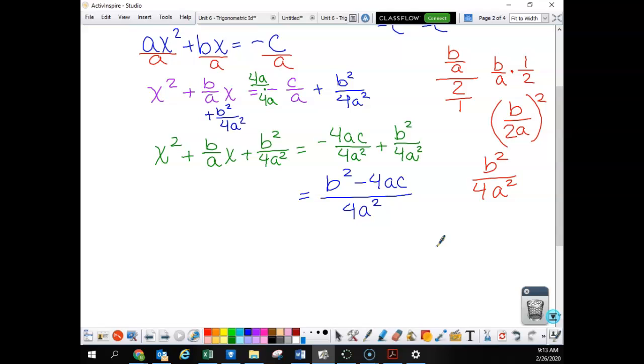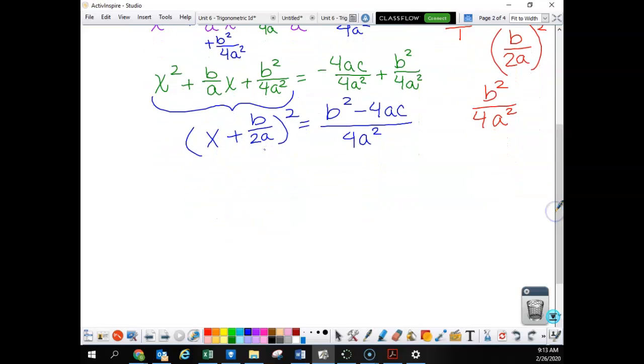Now, on the other side, this factors out perfectly to be x plus what, quantity squared? Well, it's just b over 2a. Whenever you divide by 2, it's just that value. So this is going to be b over 2a. Whenever you take that middle term and divide it by 2, that's what's going to be on the inside of that parentheses over here.